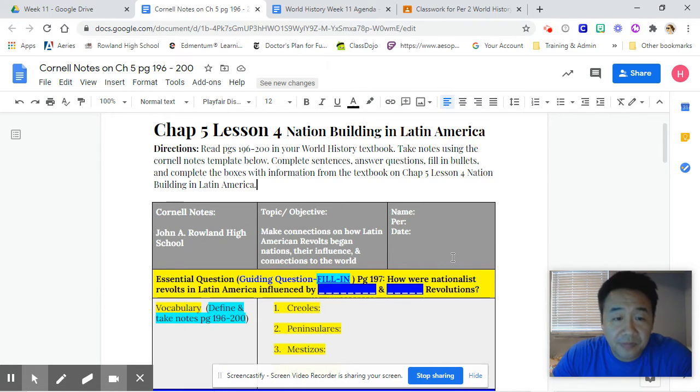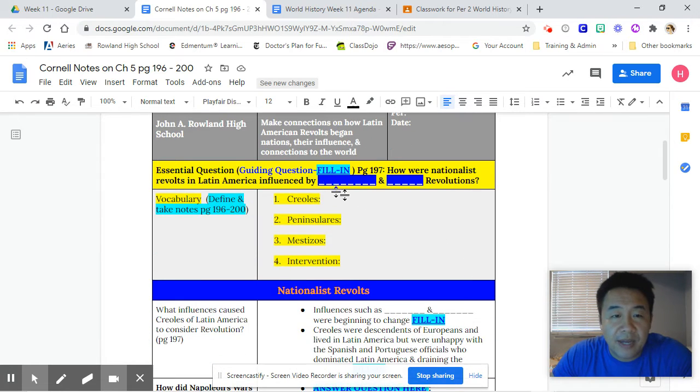And here is the essential question, but it is not complete. So if you go to page 197, you will see that the guiding question for that section is essentially our essential question. So you're going to be looking at what the sentence says, and you're going to be filling in two words to complete the essential question. How were national revolts in Latin America influenced by, blank, blank, and you need to fill in those two words. Okay, so make sure you fill that in.